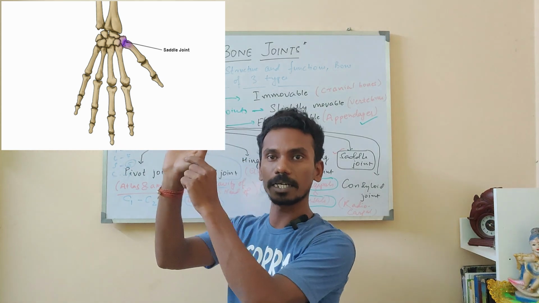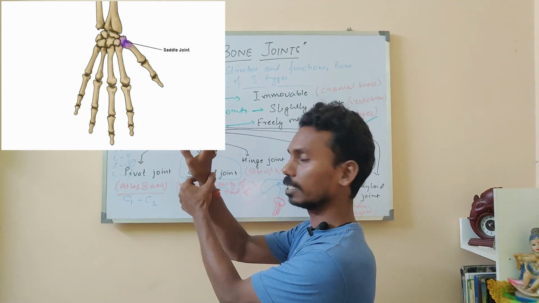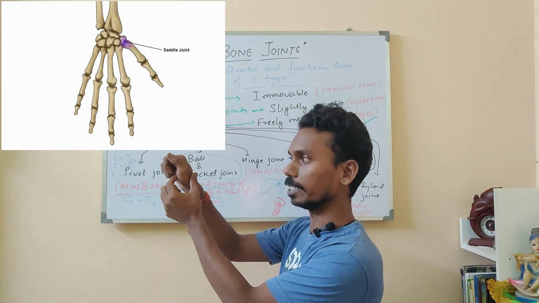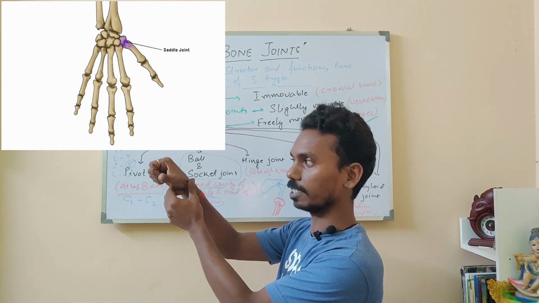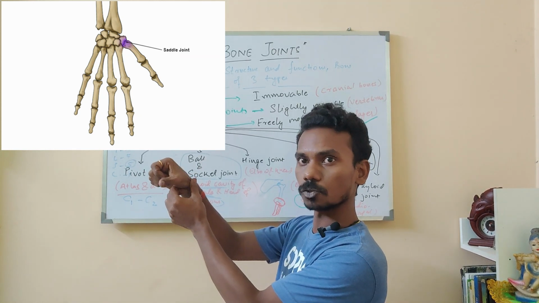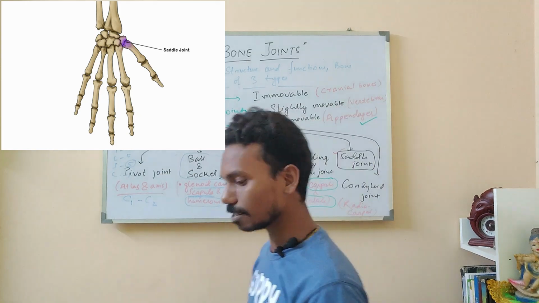This is your thumb metacarpal, and these are the carpals. So the thumb metacarpal is associated with the carpal in such a manner that they can give you a movement in this direction as well as in this direction. So these joints are called as.